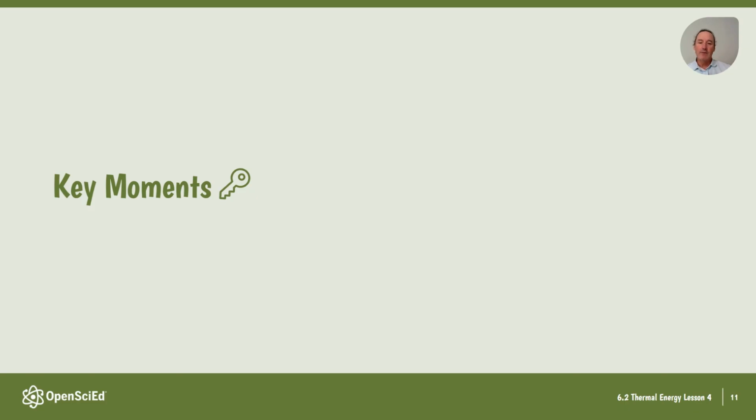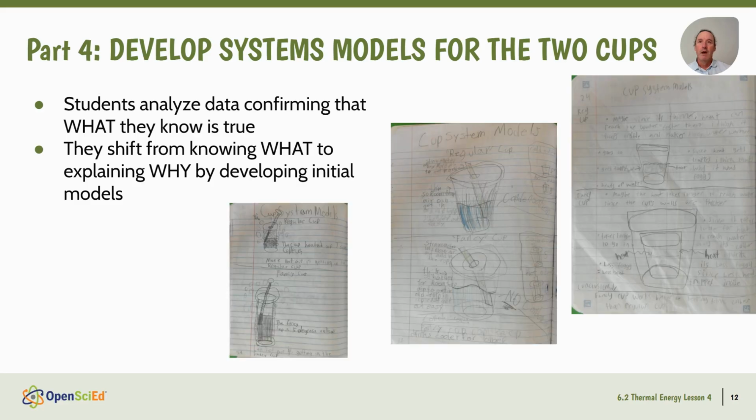So let's dig into our key moments in this lesson and where you want to dig in and linger with your students. In the beginning, and the very first day, students are asked to create an individual model of the 2 cups, the plain cup and the fancy cup, because they know what happens now because you've done it in a demonstration, but this is the moment where they shift from knowing what to trying to say why it happens.